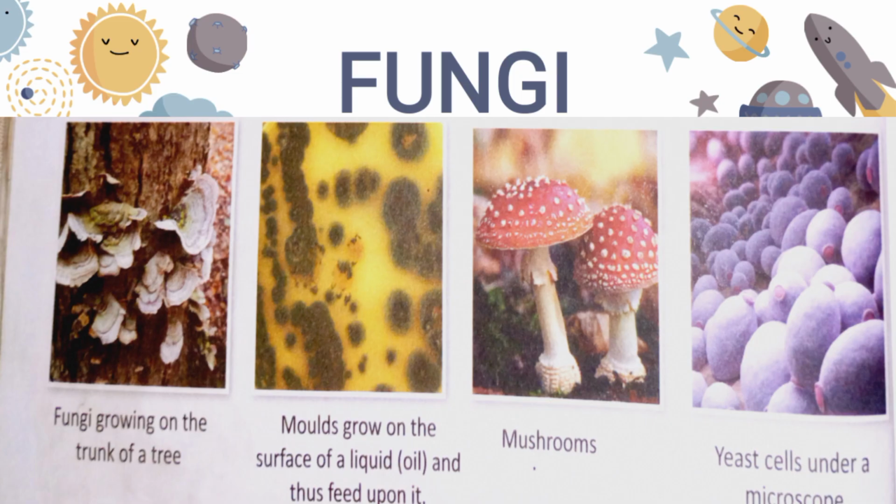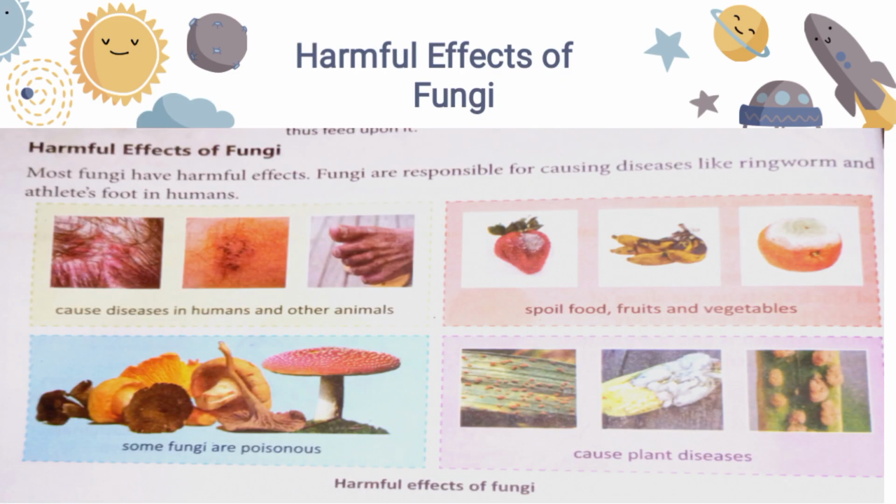Now the next one is mushroom. We also use mushroom in our dishes for eating. So this is also a kind of fungi, that means a microorganism. Next picture, yeast cells under a microscope. These are the yeast cells. We use these yeast cells for making bread, cake, pizza, cookies, etc.